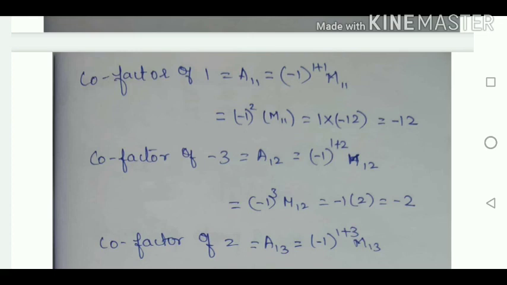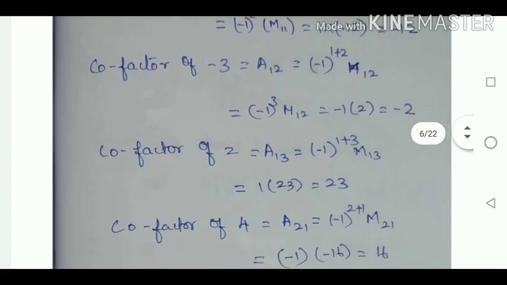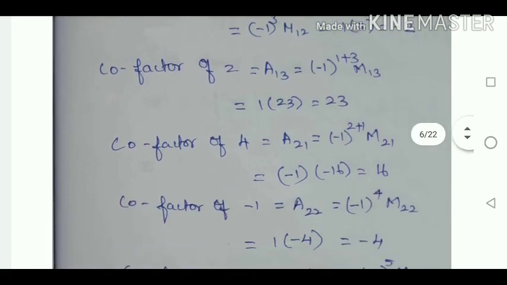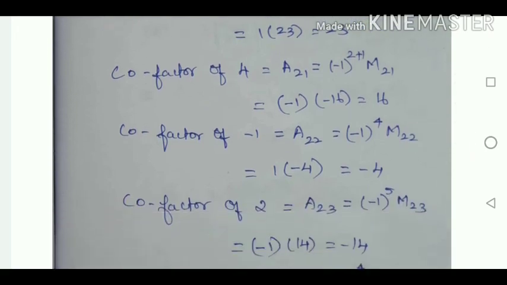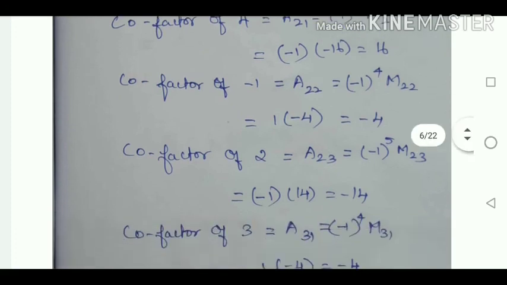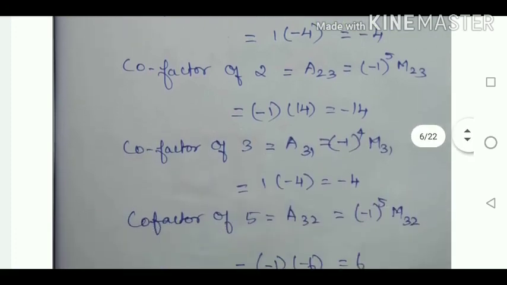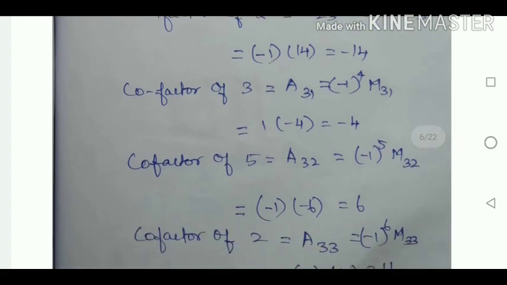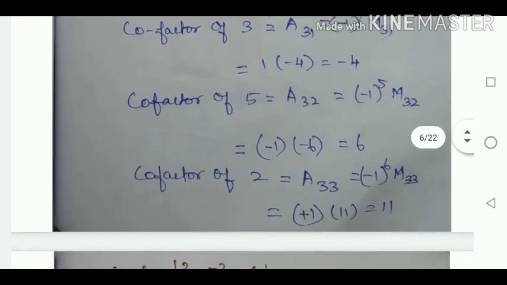Likewise, you find the cofactor of minus 3. Minus 3 lies in the first row, second column. That is 1 plus 2 equal to 3, and minus 1 to the power 3 is minus 1. Minus 1 into 2, you are getting minus 2. Likewise, you find the cofactor for each and every element. Cofactor of 2 is 23, and cofactor of 4 is 16, that is minus 1 into minus 16. Cofactor of minus 1 is here 2 plus 2 is 4, minus 1 to the power 4 becomes plus 1, into minus 4, minus 4. So likewise you find the cofactor for each and every element by changing the sign of the minor value.